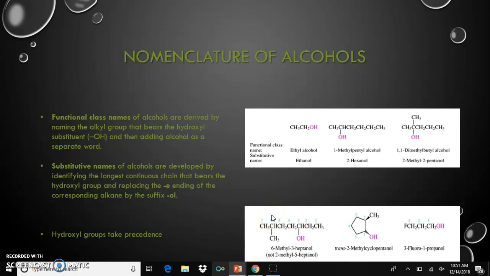Hydroxyl groups take precedence over, or outrank, alkyl groups and halogen substituents in determining the direction in which a carbon chain is numbered. The OH group is assumed to be attached to C1 of a cyclic alcohol and is not numbered.